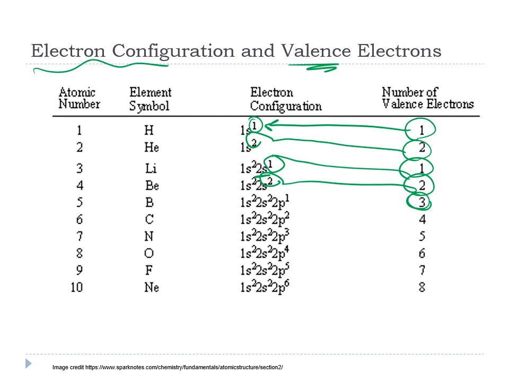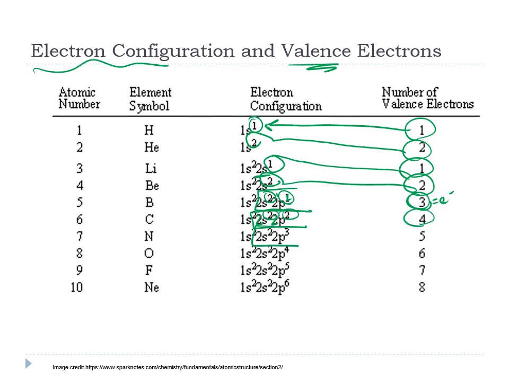Boron's in energy level number 2, so I only care about the 2s. I care about the S's and the P's. These are all considered valence electrons. So 2 S's plus 1 P means 3 valence electrons. Again, count up how many electrons in S and P in the highest energy level. For carbon, it's 2 plus 2, which makes 4 valence electrons.